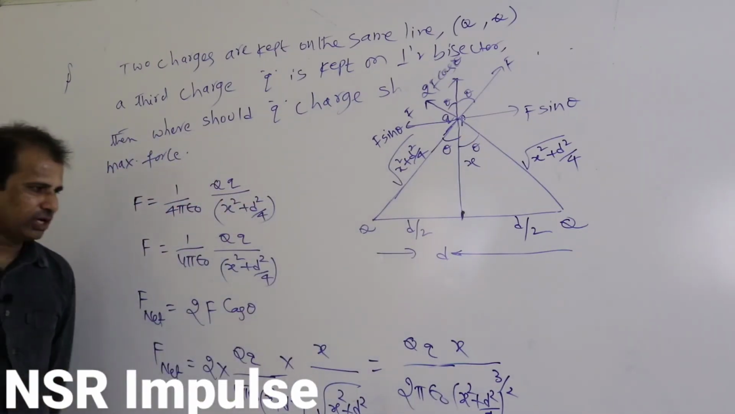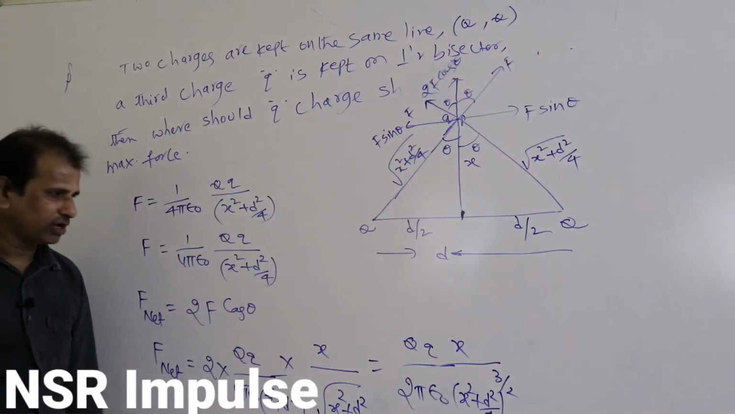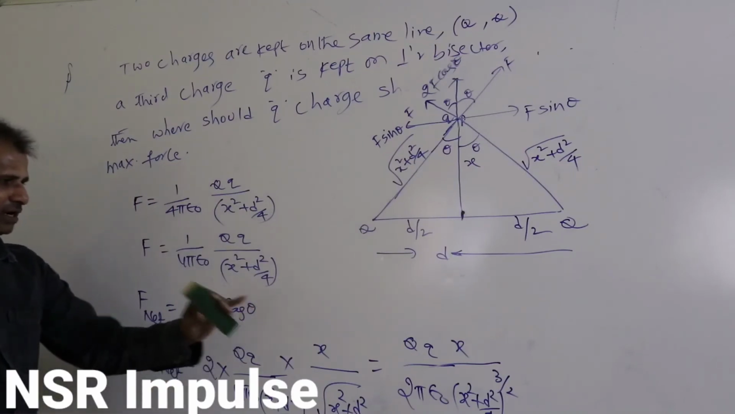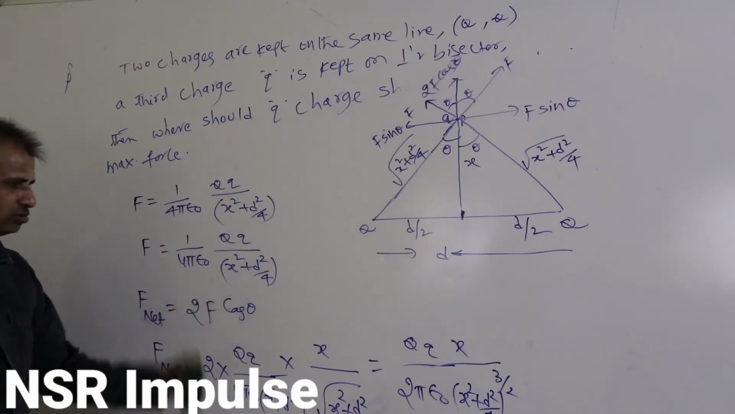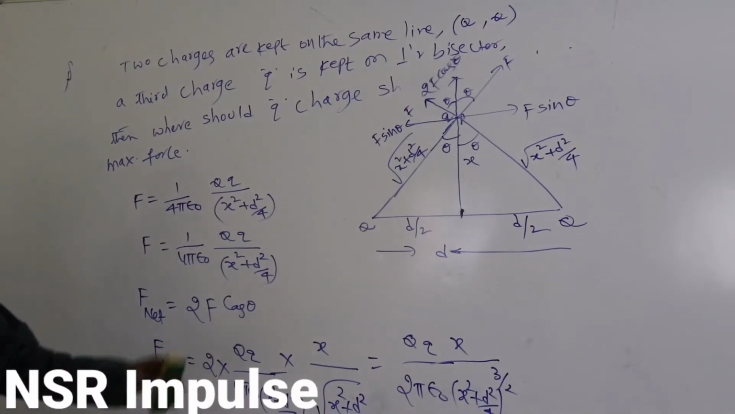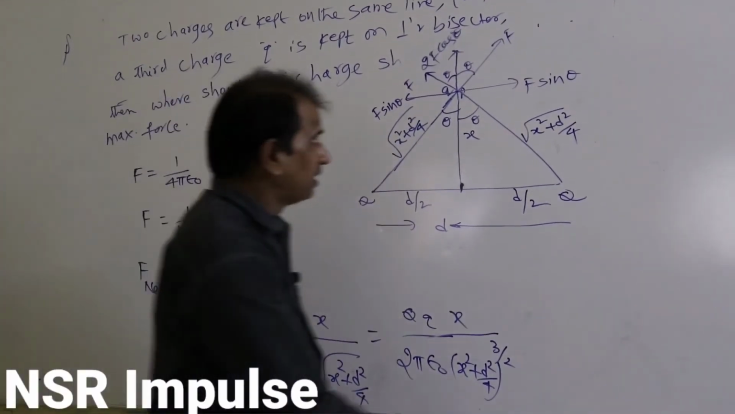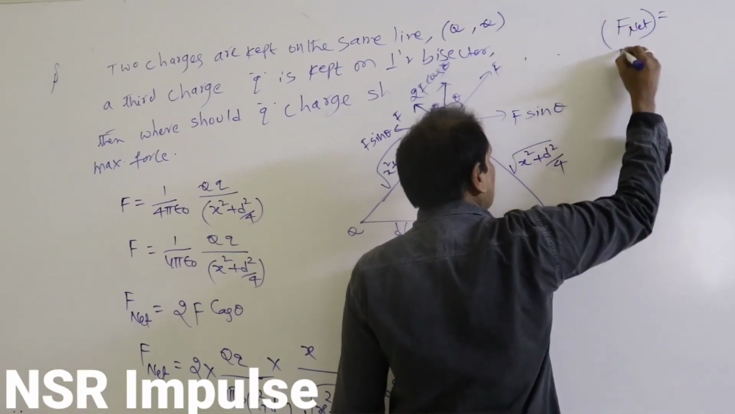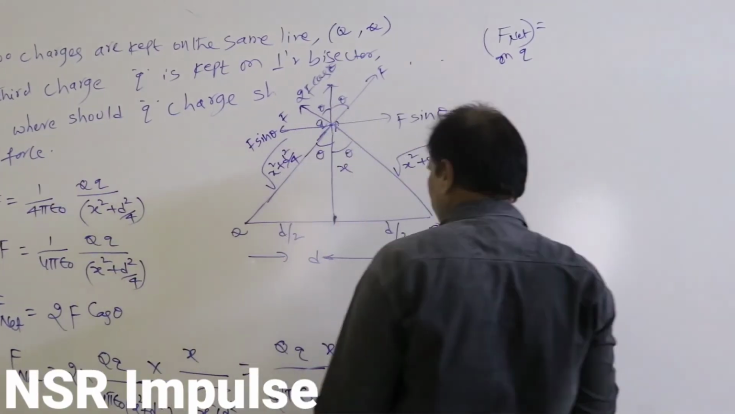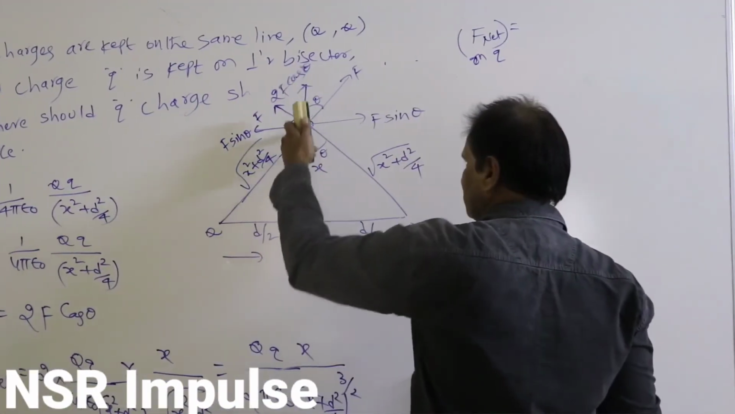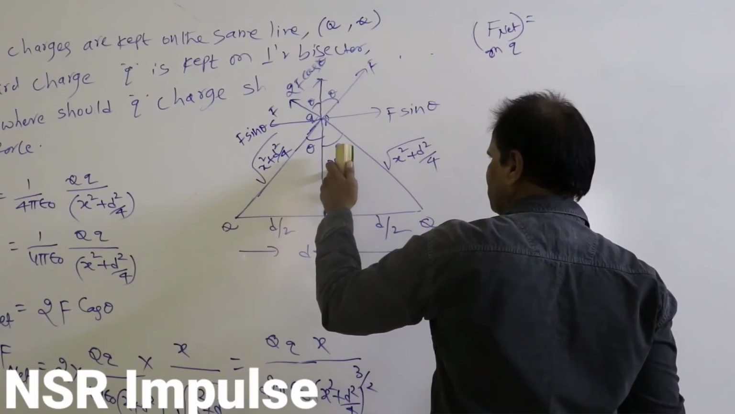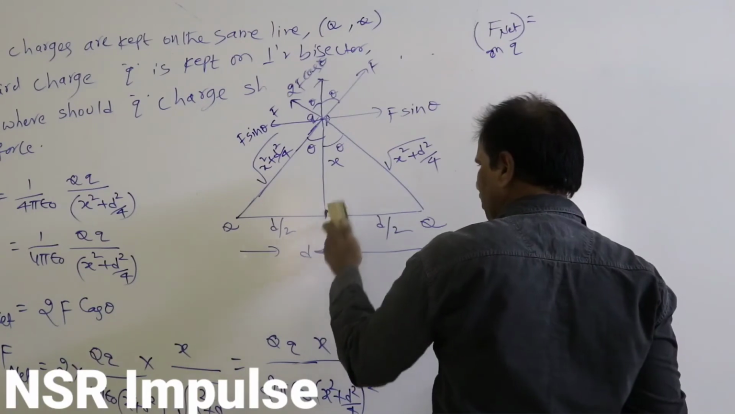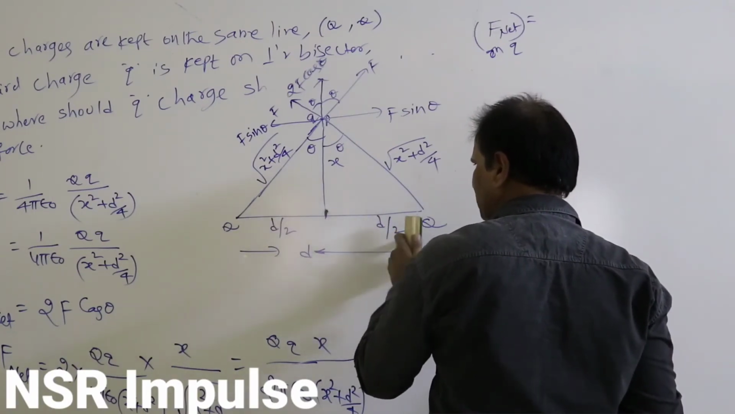Net force is qx by 2 pi epsilon naught (x square plus d square by 4) whole power 3 by 2. This is the net force acting on that particular charge, which is equal to 2F cos theta. If it is the net force, the question asked is, let us write once again, net force acting on small q, which is kept on the perpendicular bisector. This is Q. At what distance? X distance. So two charges are separated by what distance? D distance. This is the midpoint, D by 2 and D by 2.